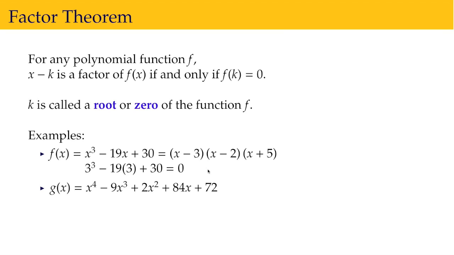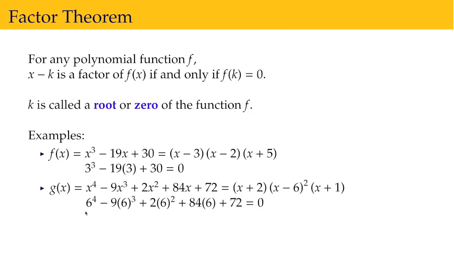We can look at another example. I've got this polynomial, x to the 4th minus 9x cubed plus 2x squared plus 84x plus 72. That can be factored as x plus 2 times x minus 6 squared times x plus 1. So since x minus 6 is a factor of this polynomial, 6, when I substitute it in, will give you 0. You can get a calculator and check that that calculation is correct.